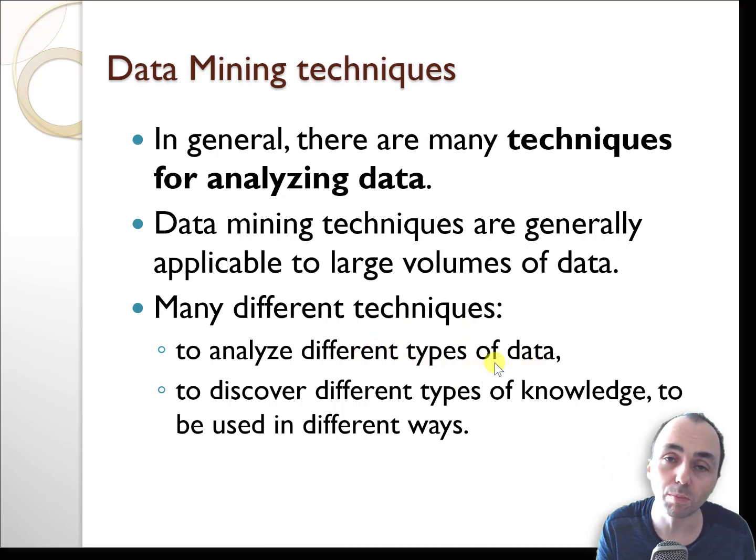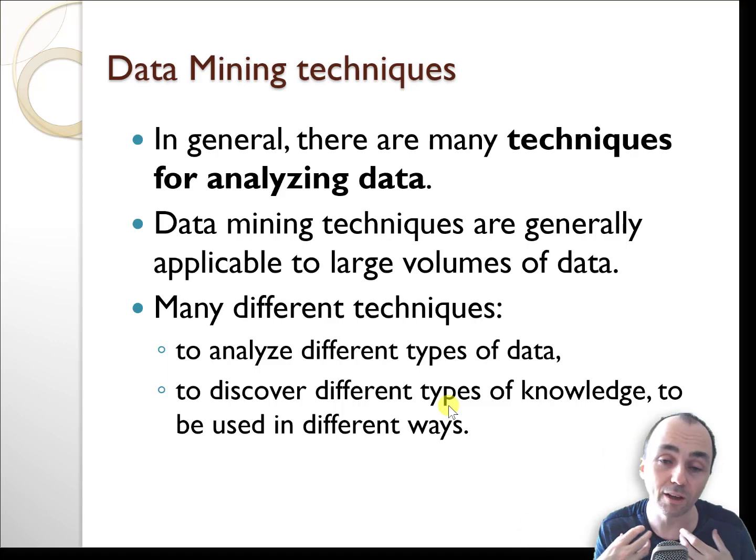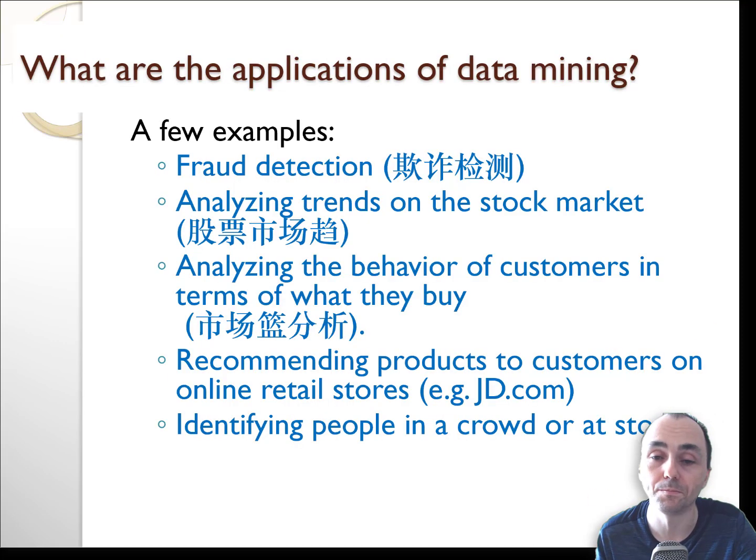Okay, so there are many different techniques, and some of them are specialized for different types of data. So if your data is pictures or videos, or it is text or spatial data, then you use different algorithms. And also, depending on what you want to discover in your data, or how you want to use what you find in your data, you will also choose a different algorithm. So maybe you will choose some algorithm to do prediction, or some algorithm to find some clusters, some groups in your data, or other things. So you always need to think about what you want to do, and then you choose some algorithm that is suitable for what you want to do.